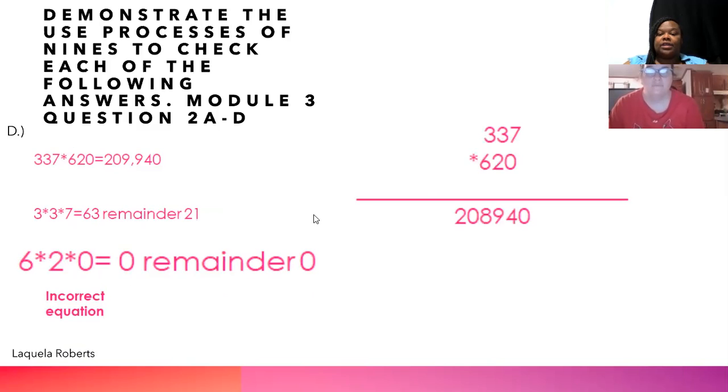So to get the right equation, you're going to do 337 times 620. You're going to get 208,940.